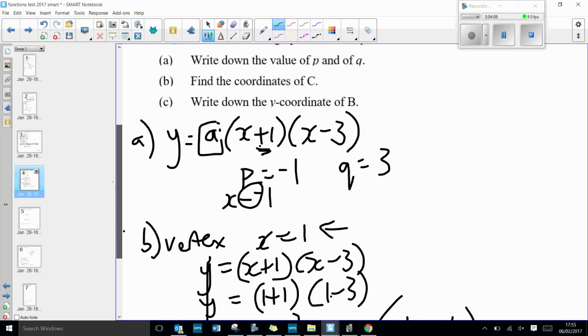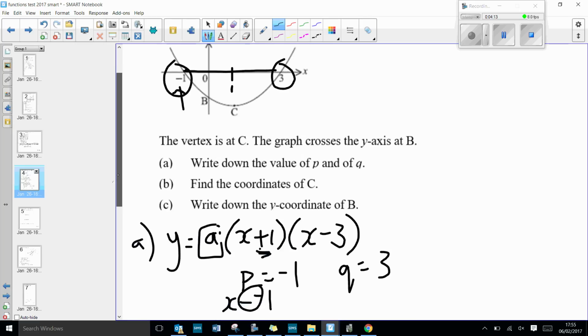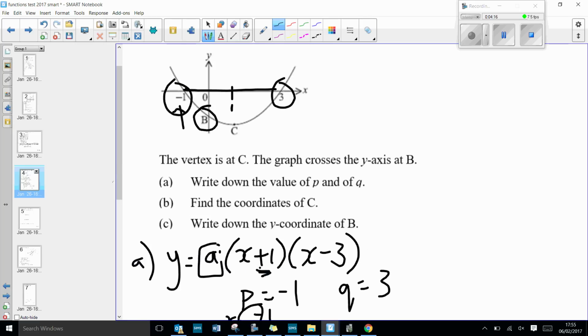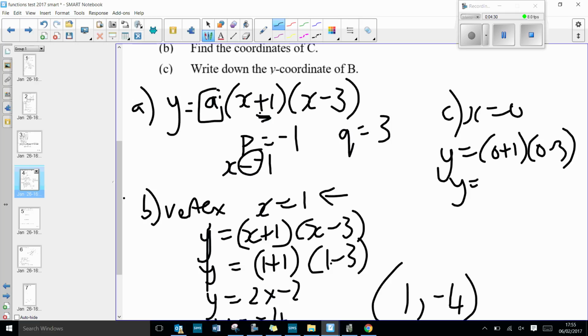Write down the y coordinates of b. Oh gosh, I haven't finished. B is the y-intercept. So what we need to do is to substitute in x equals 0. So y would be 0 plus 1 times 0 minus 3, which is negative 3.